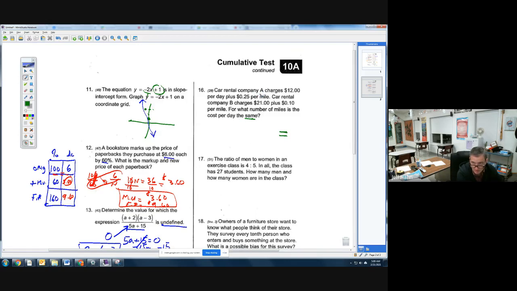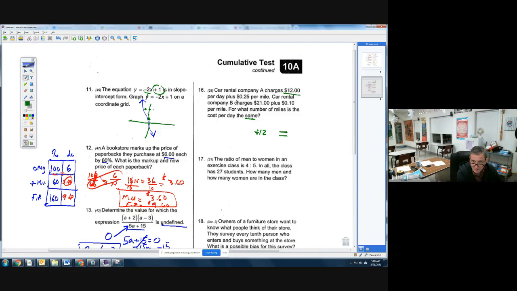Now let's understand what's happening here. Okay, $12 per day plus 25 cents per mile. Okay, $12 per day gets charged no matter what. So whatever it is, it's going to be plus $12.